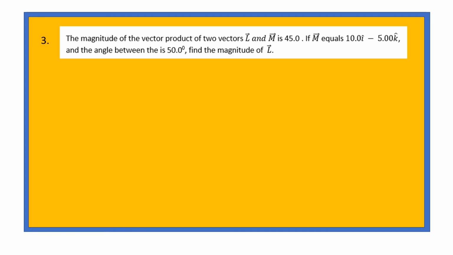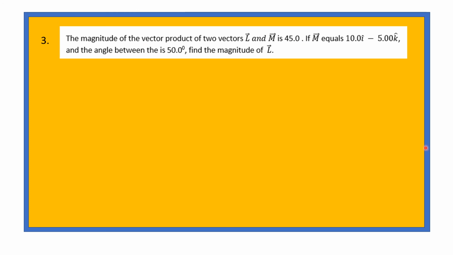Number 3. The magnitude of the vector product of two vectors L and M is 45.0. If vector M is 10.0 I hat and 5.00 k hat, and if the angle between them is 50.0 degrees, find the magnitude of vector L. What is L equal to?